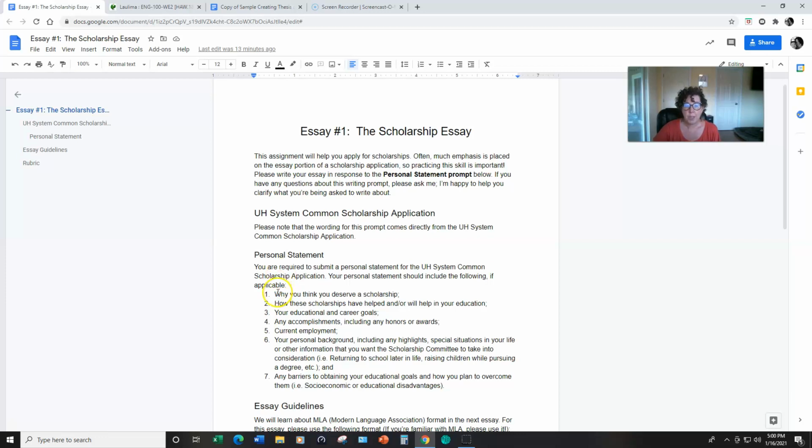So for you, please read over each of these 7 areas, and any of them that apply to you, please address those in your personal statement. Guidelines for this essay are listed below.